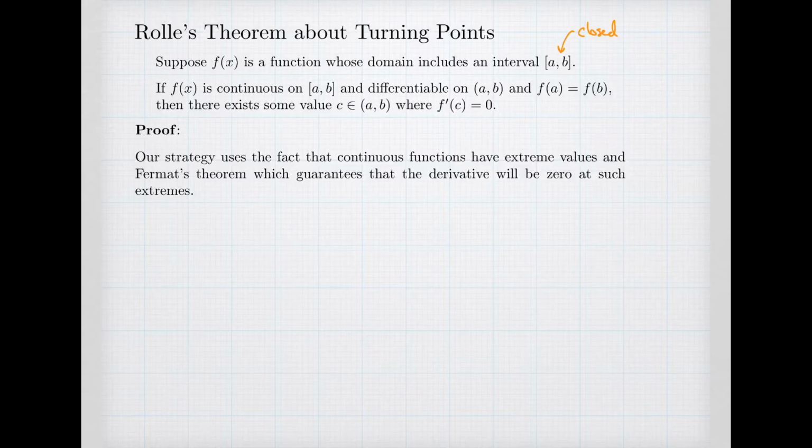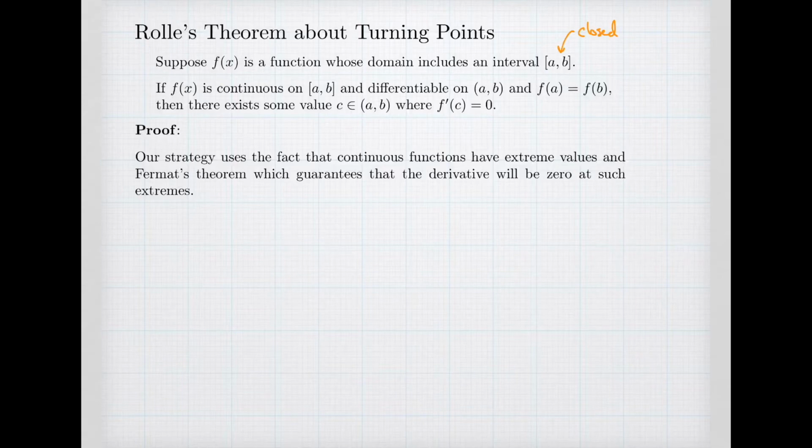All right. This theorem we're going to build off of Fermat's theorem. Our strategy uses the fact that continuous functions have extreme values, and if we have an extreme value, Fermat's theorem guarantees that the derivative has to equal 0. And in some sense, that's actually the entire proof. So let's go through the steps.